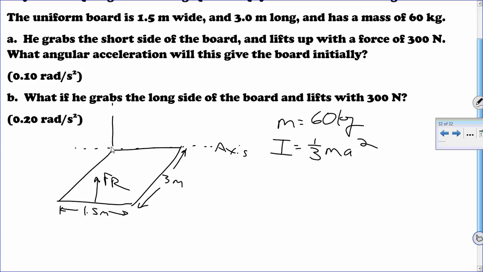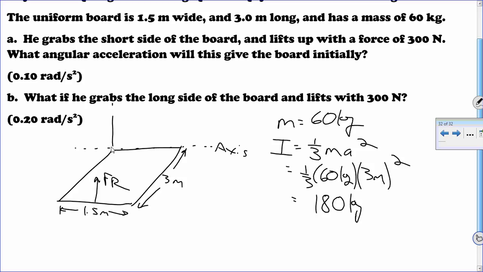So it's going to be 1/3 of 60 kilograms times A, which is 3 meters. Don't forget to square it. So you get 20 times 9, which gives you 180 kilogram meters squared. So that's my I. Cool?